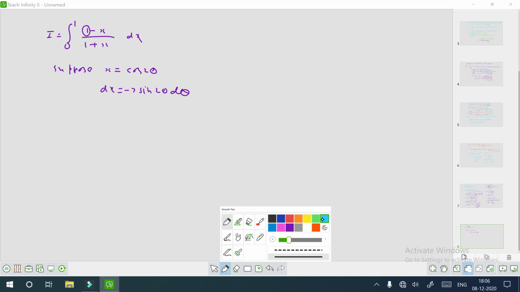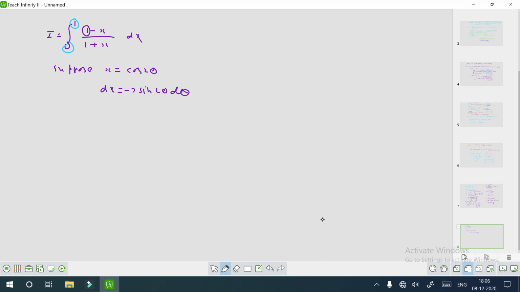See, this is limit in terms of x, but here we are moving x in terms of theta. So we have to write the value of theta also. x is equal to 0, so cos 2 theta is equal to cos pi by 2, so 2 theta is equal to pi by 2. So theta is equal to pi by 4.